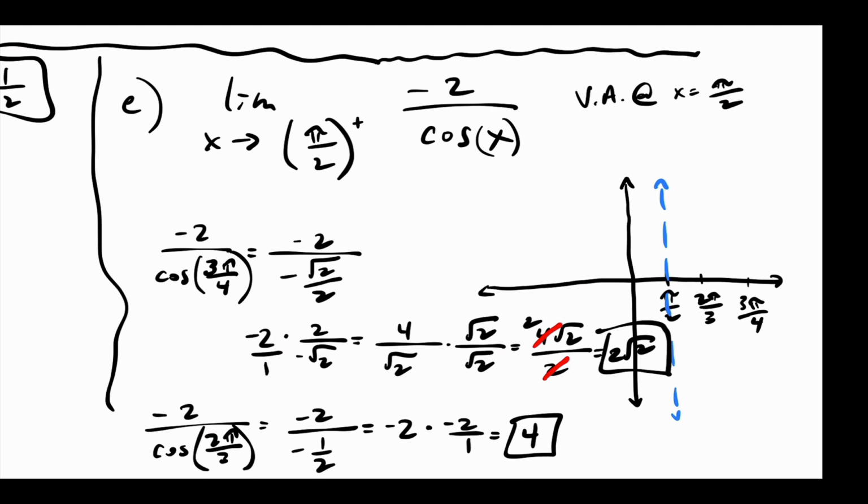Okay. So when I plugged in 3 pi over 4, I got 2 root 2, which is 2 times about 1.4. And then when I plugged in 2 pi over 3, I got positive 4 as an answer. So did I go up or down? I went up, right? So in that case, the limit is positive infinity.